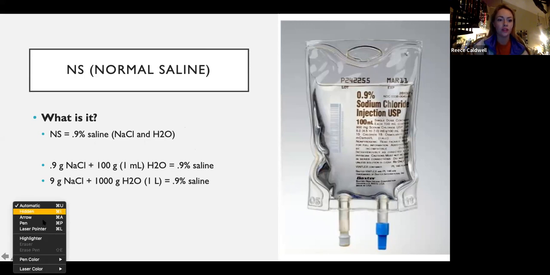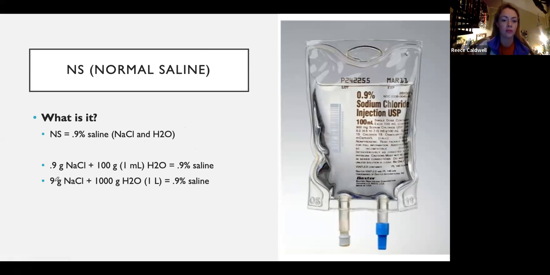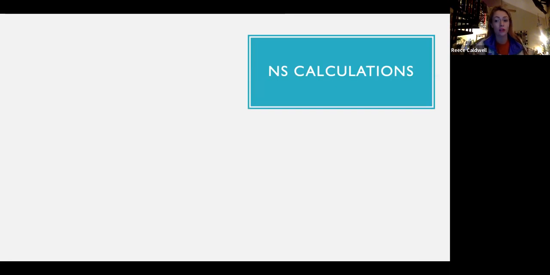The technical, broken down version of what we're talking about is 9 grams of sodium chloride and 1 liter of water gives us normal saline, or 0.9% saline. So this is definitely something you're going to want to know. You're going to want to know that there is 9 grams of sodium chloride or salt in 1 liter of water, because we're going to use that in our coming calculations. Moving on to those calculations, what we're trying to get to is the osmolarity. We're trying to solve for the osmolarity of normal saline.